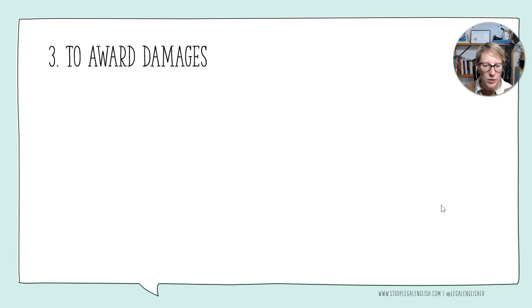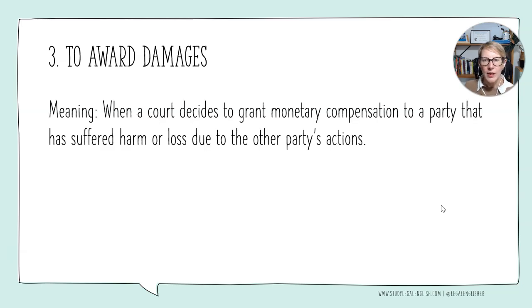Do you know this one? Maybe you do, maybe you don't. I've had some students who are surprised by this collocation. The meaning is when a court decides to grant monetary compensation, financial compensation, to a party that has suffered harm or loss due to the other party's actions. Okay, so the court is saying, yes, this party must pay the other party. That's an award for damages.